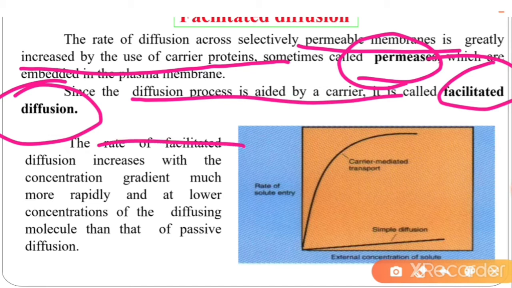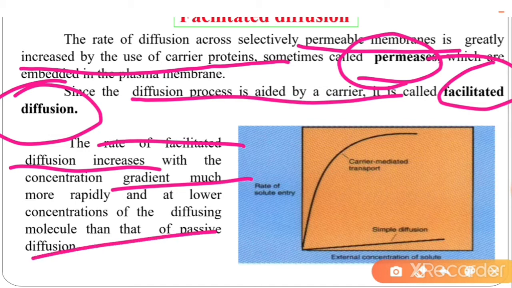The rate of facilitated diffusion increases with the concentration gradient much more rapidly, and at lower concentrations of the diffusing molecule, than that of passive diffusion. Now see, in this process permeases are required to transport the molecule from outside to inside or inside to outside, and this process is known as facilitated diffusion.